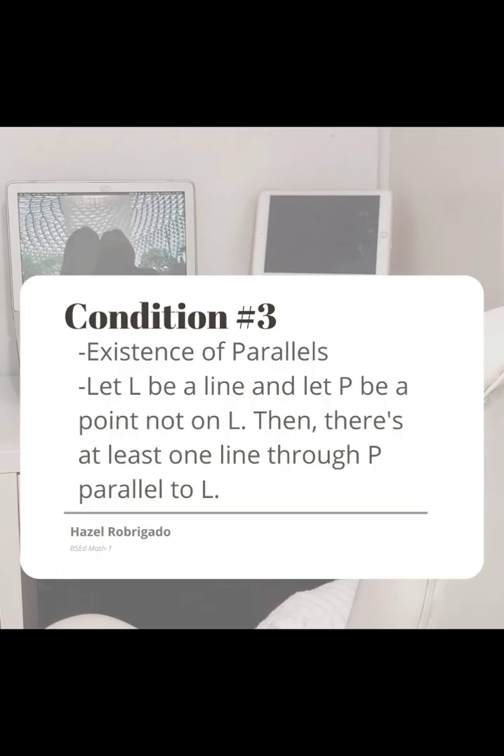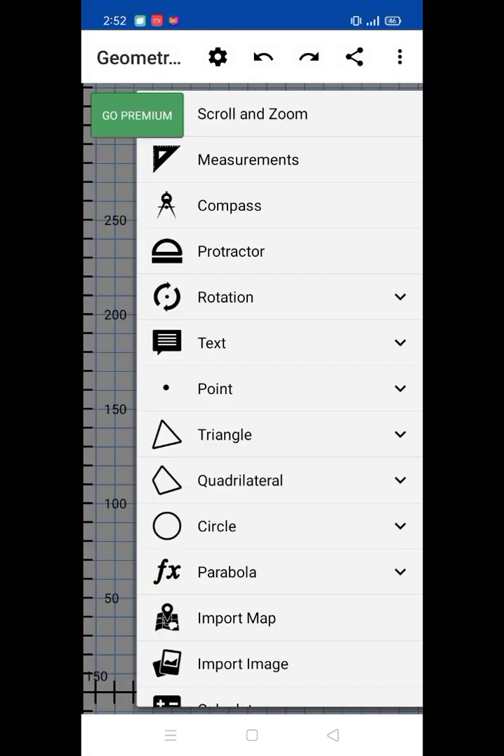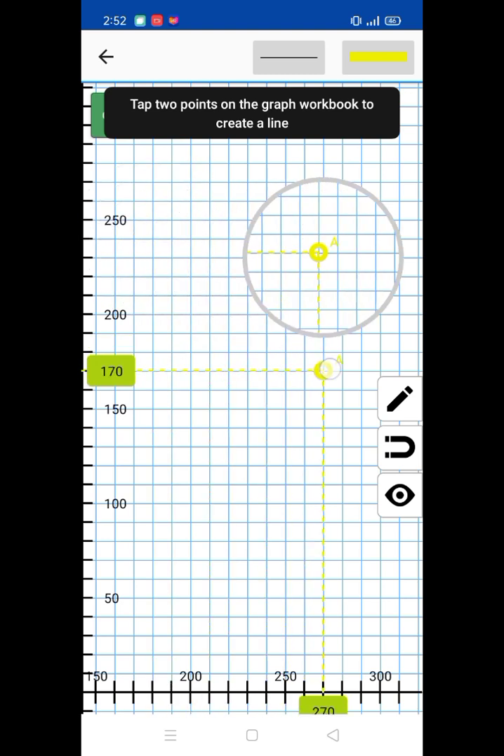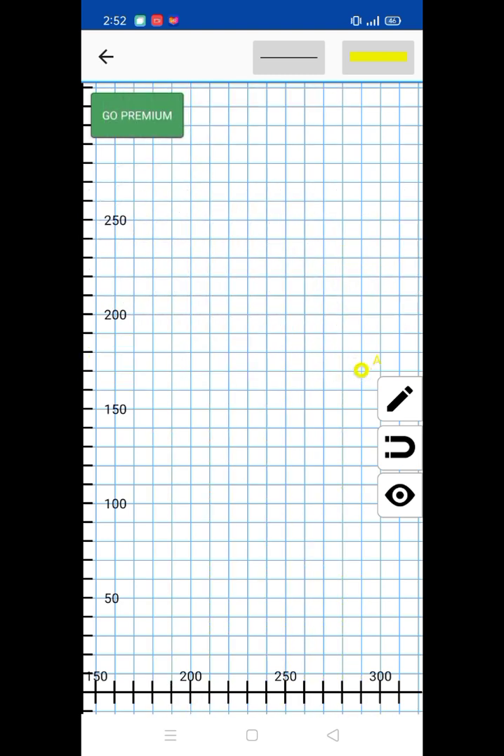The third condition is this, the existence of parallels. Let L be a line and let P be a point not on L. Then there is at least one line through P that is parallel to L. So for the third condition, let us draw another line, a horizontal one. Okay, that is line AB, and then let's make it a color blue.